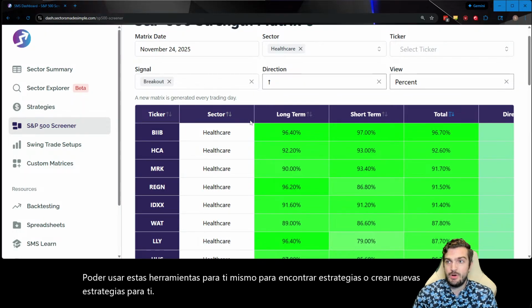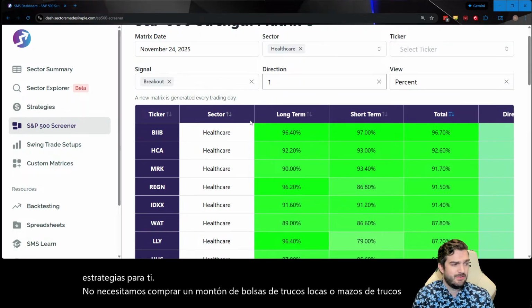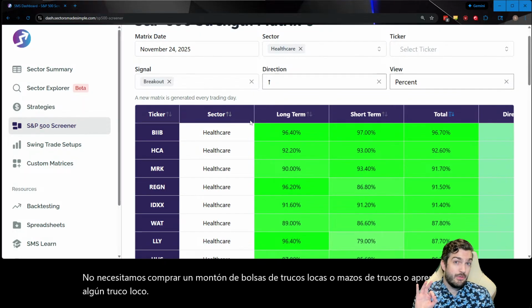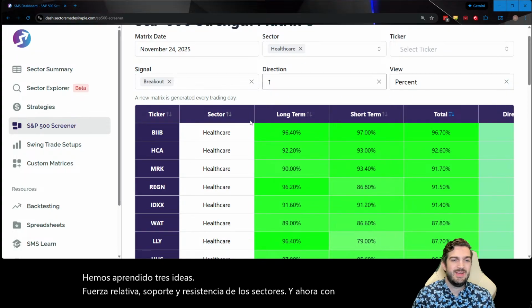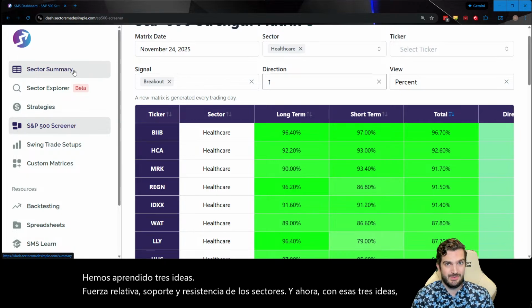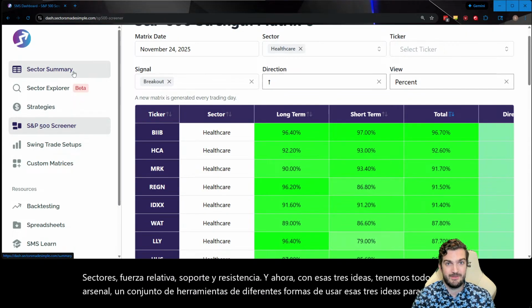We don't need to go and buy a bunch of crazy trick bags or trick decks or learn some crazy sleight of hand. We have learned three ideas: sectors, relative strength, support and resistance. With those 3 ideas, we have an entire arsenal, an entire tool belt of different ways that we can use those 3 ideas to find opportunities for us in the market.